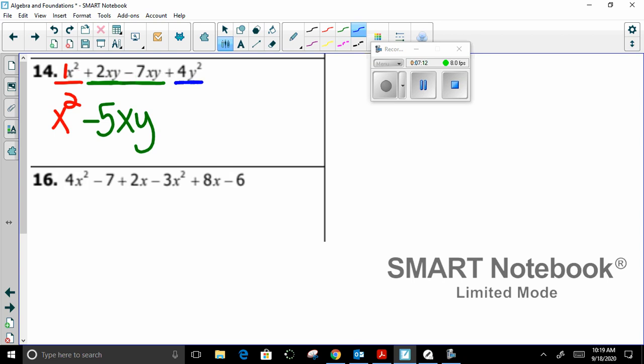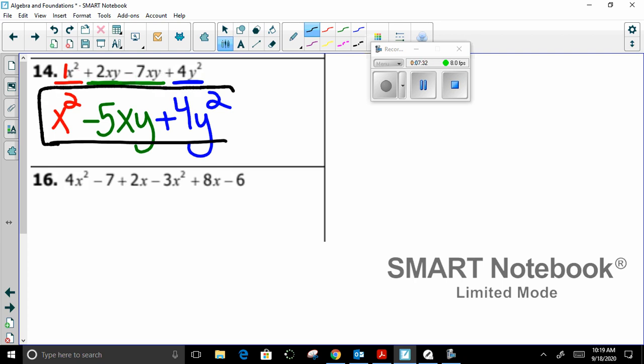Then I have this y squared. Do I have any other y squareds to go with it? I do not, so I just put it on the end. Look at the expression that you have left. Do you have any other like terms? You do not, so this is your answer fully simplified.